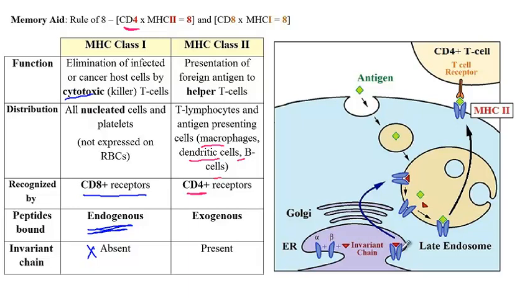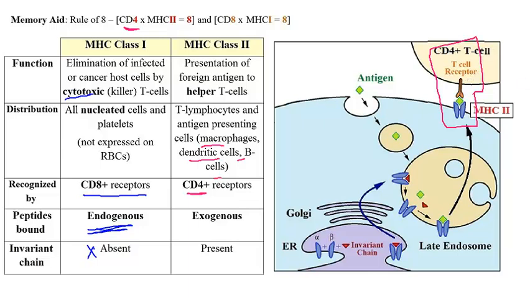MHC class 2 has an invariant chain, and basically what this invariant chain does is that it prevents binding of self proteins or self antigens to it. However, once the MHC2 enters the acidic environment of the endosome, that's when the invariant protein can come off and any antigen that is in that environment can bind to it. And then later on, MHC2 will go to the surface and get recognized by CD4 positive helper T cells.